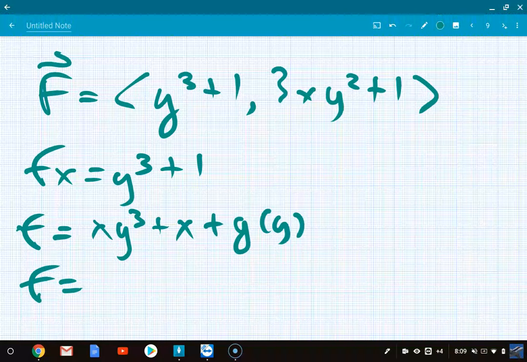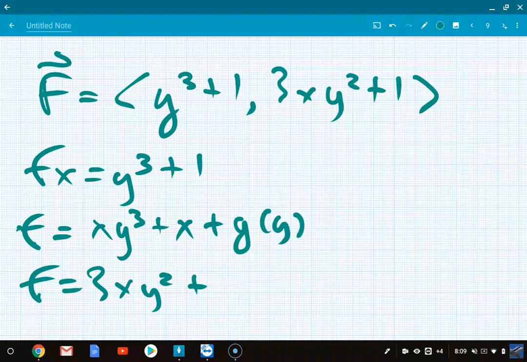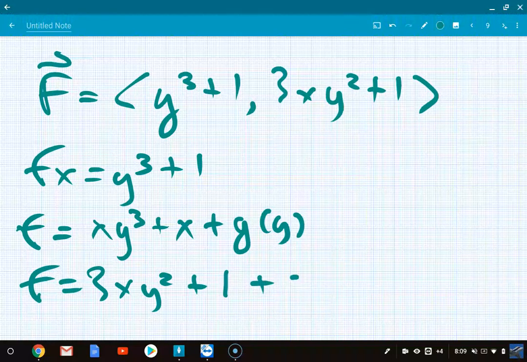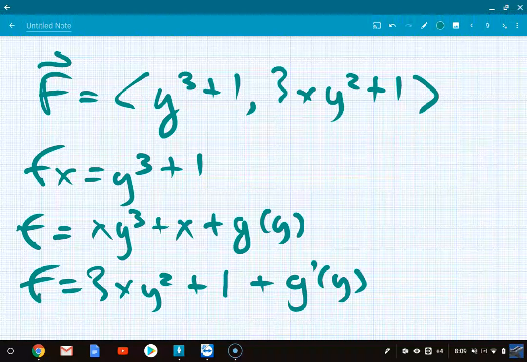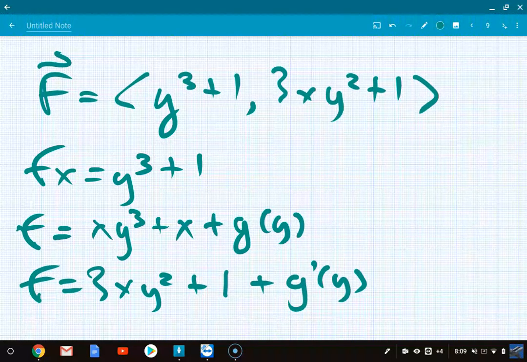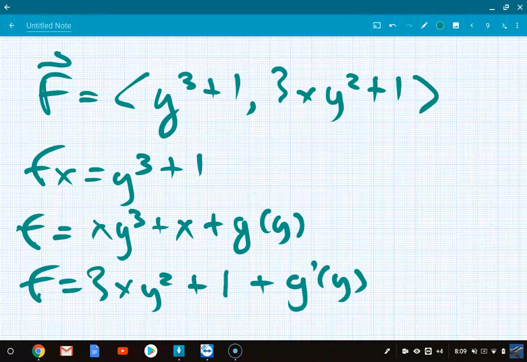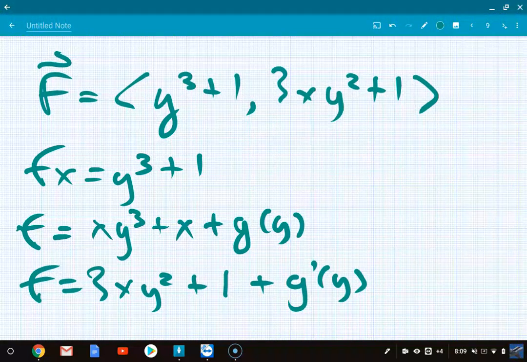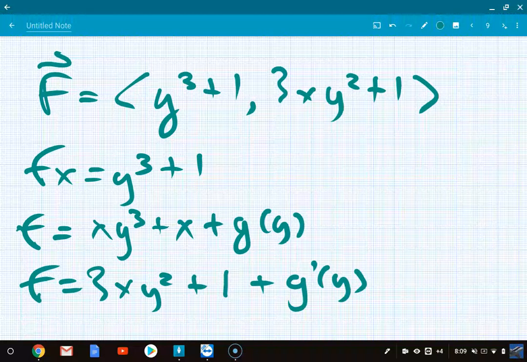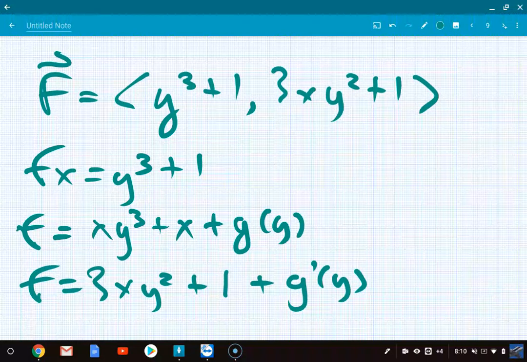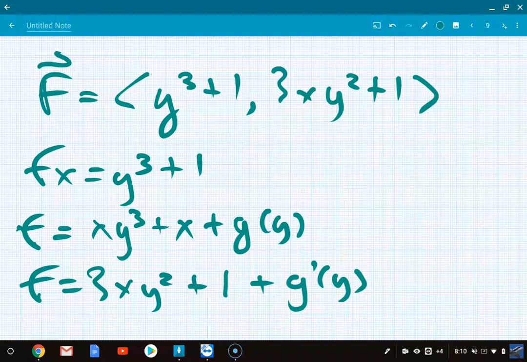3xy squared. Does that look familiar? Okay, so 3xy squared plus 1 plus g prime, whatever it is, with respect to y. So we got the 3xy squared. We got the 1. Well, guess what? G prime is 0. There's nothing here to match up to g prime. So if g prime is 0, is it a function of y? Because I'm differentiating this with respect to y, and I'm getting 0. So is it a function of y? I said it wrong. With respect to y.